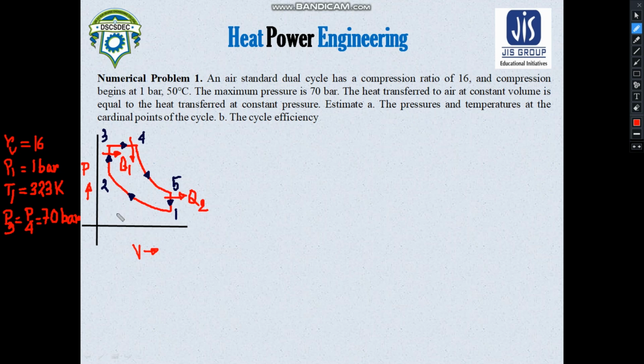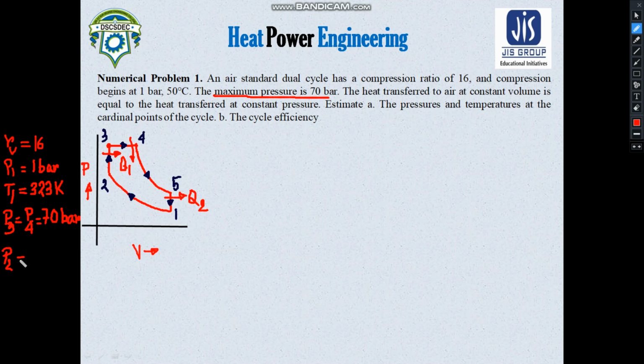Here you can see that the maximum pressure is given as 70 bar. If you go through this diagram, you can see that this is your maximum pressure, which is also equal to the pressure at this state. So P3 is equal to P4. P1 is already given in this problem. So you can easily find that P3 is equal to P4 is equal to 70 bar and P1 is equal to 1 bar.